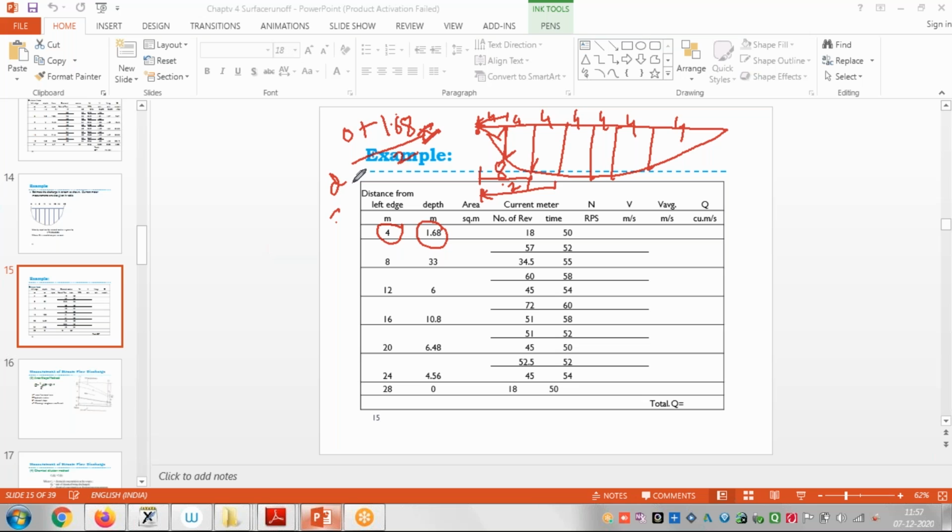Can you calculate? Yes, can you calculate, student? Okay, I will tell you one calculation, then the remaining you can do.